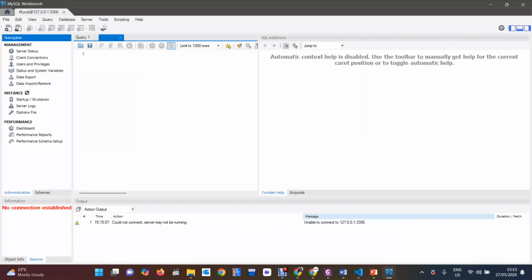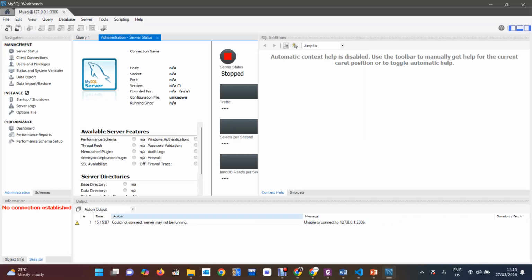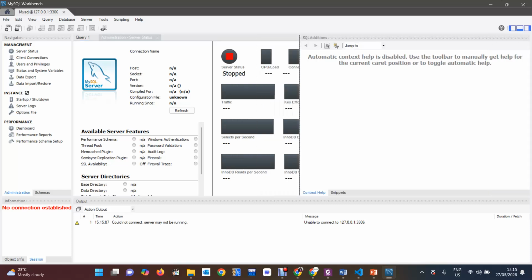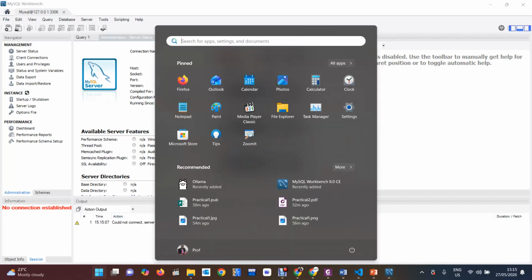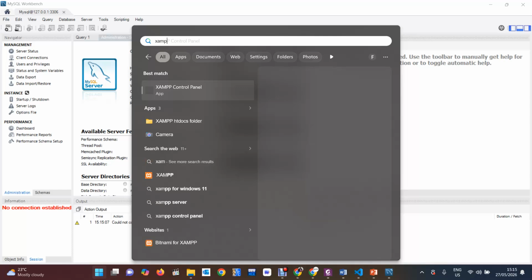It is able to connect. No connections. It's telling me no connections established. Can maybe example.